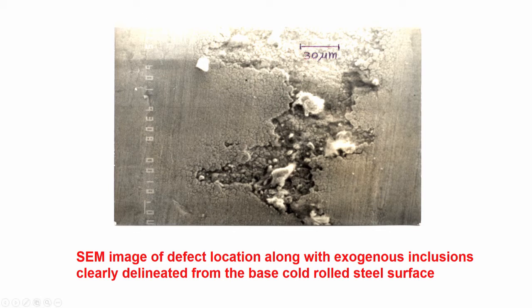You find here some inclusion on the defect area. Defect is a surface laminate. This is a normal surface, this is the surface lamination defect area, and within the defect area, at defect location, we are finding exogenous inclusions. These exogenous inclusions we can know using WDX or EDX what are those inclusions, where from they have come.